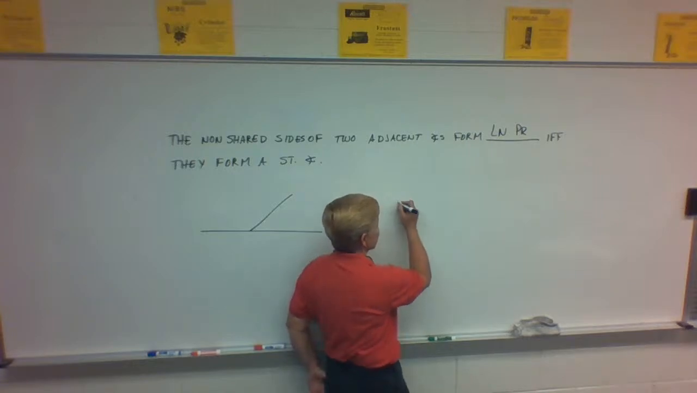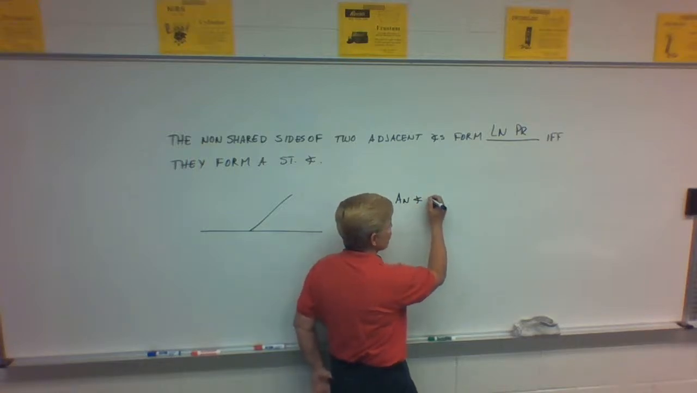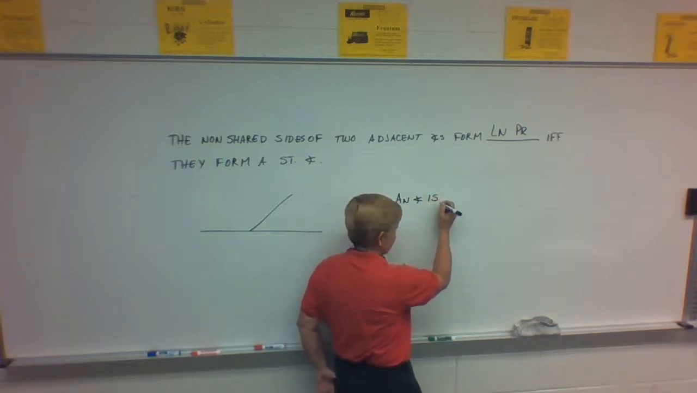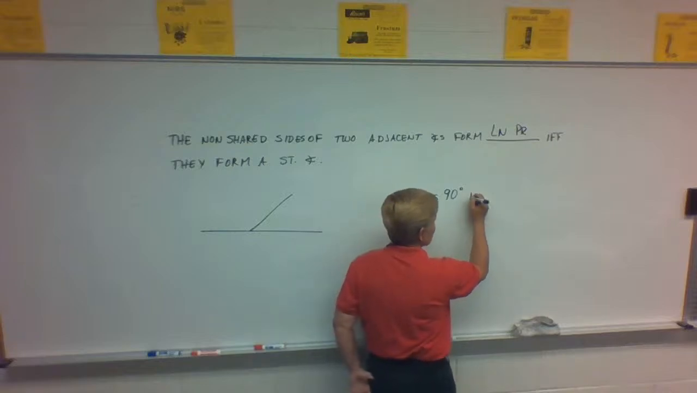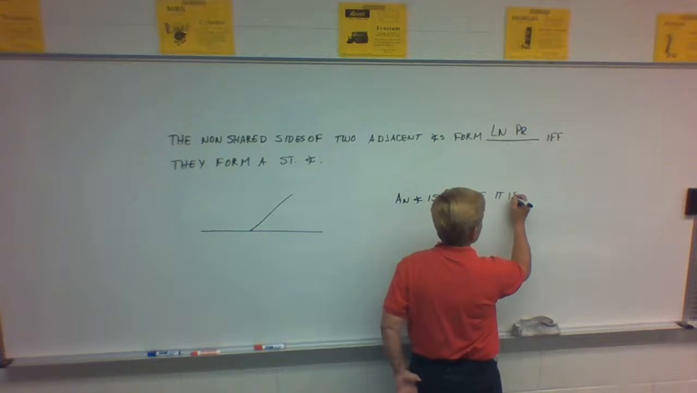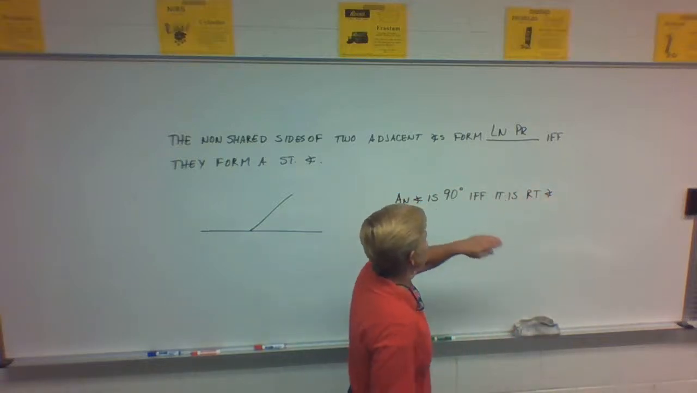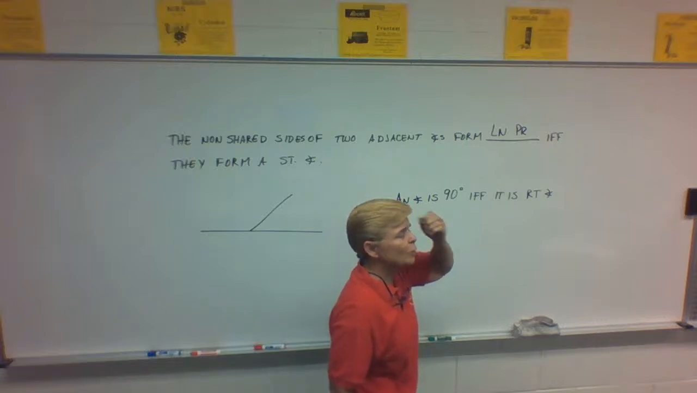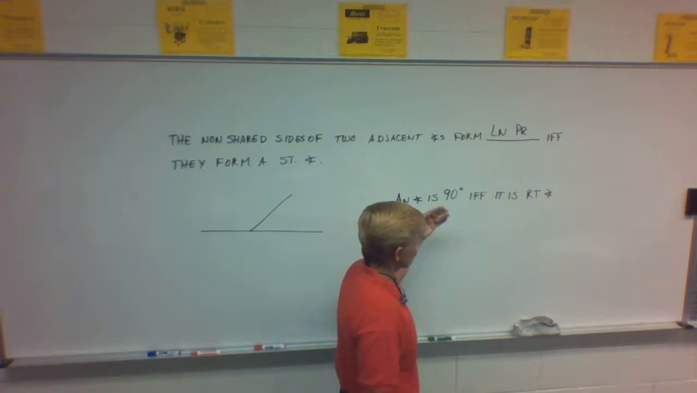An angle is 90 degrees if and only if it's a right angle. Could we have also written, an angle is a right angle if and only if it's 90? That's the way you normally see it, but it could go either way because the statement and its converse are both true. So this is a good way to write it.